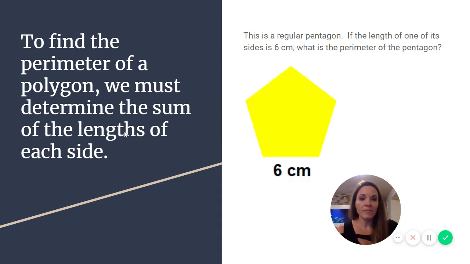This is a regular pentagon. When we have a regular shape or polygon, it means that all the sides are the same length. If the length of one of the sides is 6 centimeters, what is the perimeter of the pentagon? Well, if I know this side is 6 centimeters, then I know that all sides are 6 centimeters, and I can think 6 plus 6 plus 6 plus 6 plus 6, which is 30 centimeters. I could also think about this as 6 times 5 is 30 centimeters.